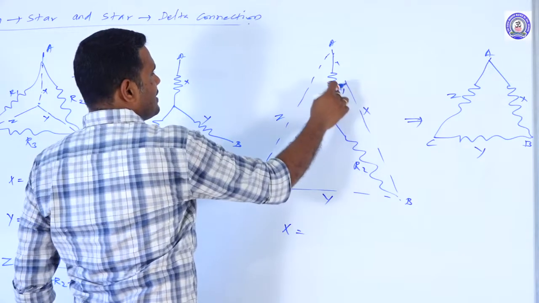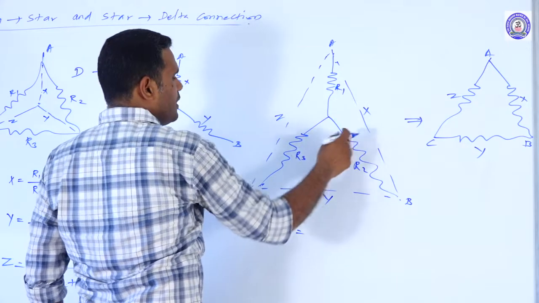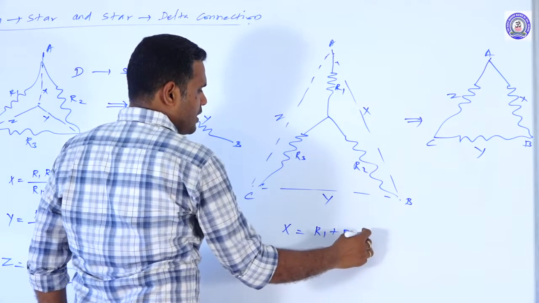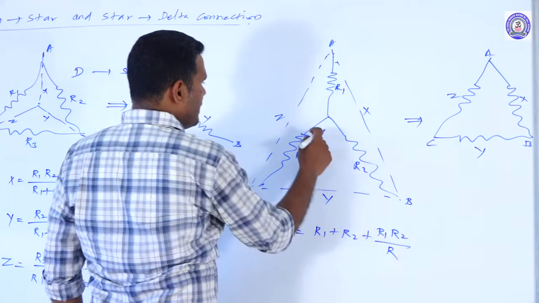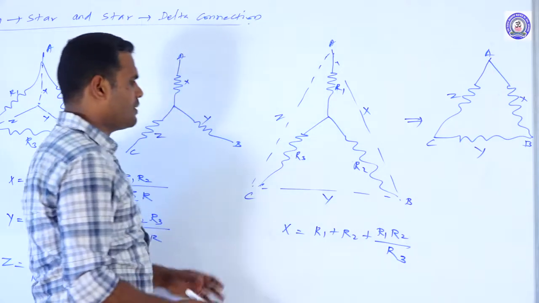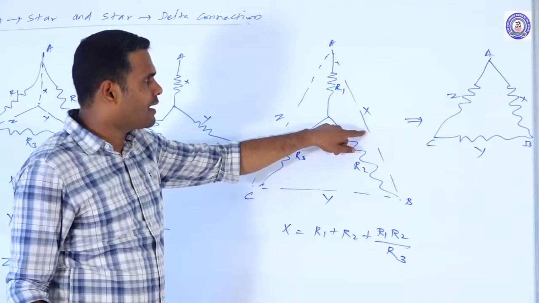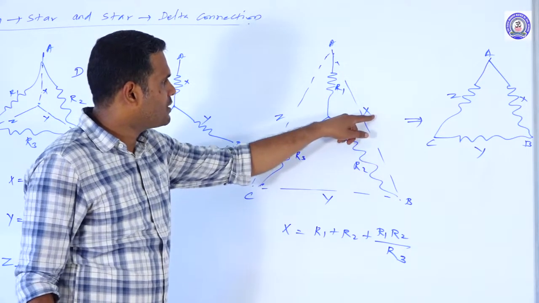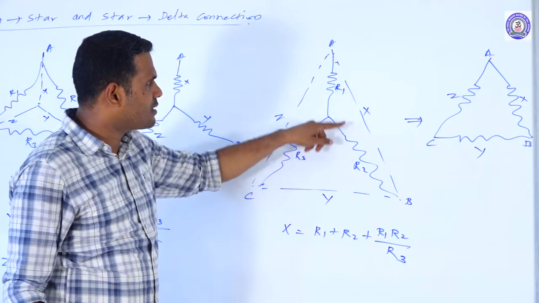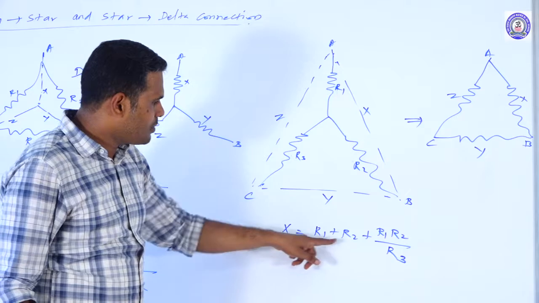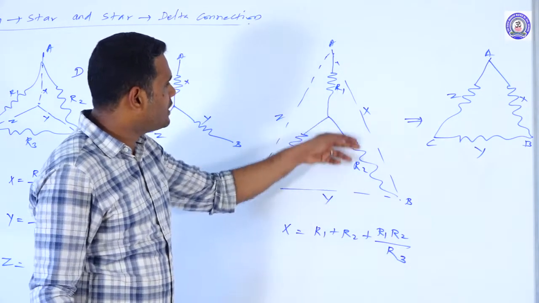Here, X is equal to the sum of these two resistances, which are opposite to this X, R1 R2. So R1 plus R2 plus the product of the same resistances R1 R2 divided by the remaining resistance R3. You just look at the case here. The two resistances which are forming the other two sides of the triangle, X equals R1 plus R2. The two resistances R1 and R2 are there. You sum up the two resistances R1 plus R2 plus the product of the two resistances R1 R2 divided by R3.